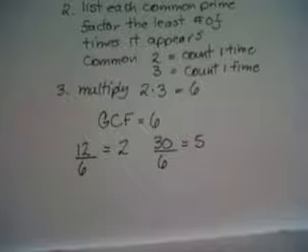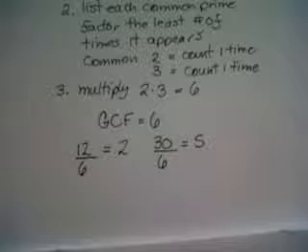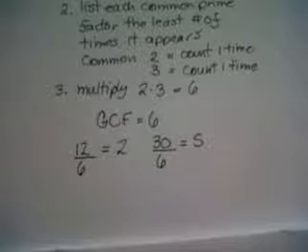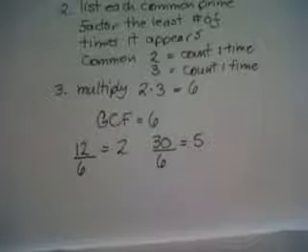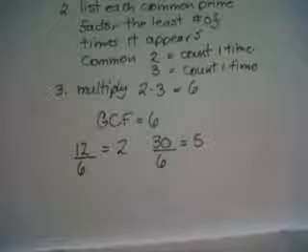My next step is then to multiply the numbers together. So I multiply 2 times 3 and I get 6. And that gives me my greatest common factor. So my greatest common factor was 6. And the way to see that is, hey, 12 divided by 6 leaves me with 2, a whole number, and 30 can be divided by 6, and that leaves me with the whole number 5.